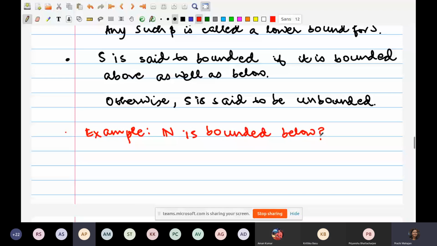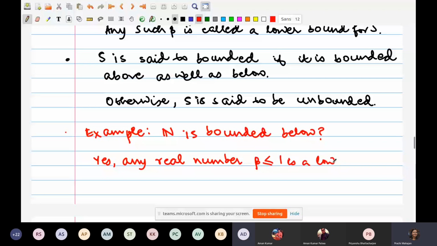So if you say it is bounded below, can you give me a lower bound for the set of natural numbers? 1 is a lower bound. Are there any other lower bounds you can think of? 0, and all the negative numbers. So in fact, any real number beta less than or equal to 1 is a lower bound for the set.